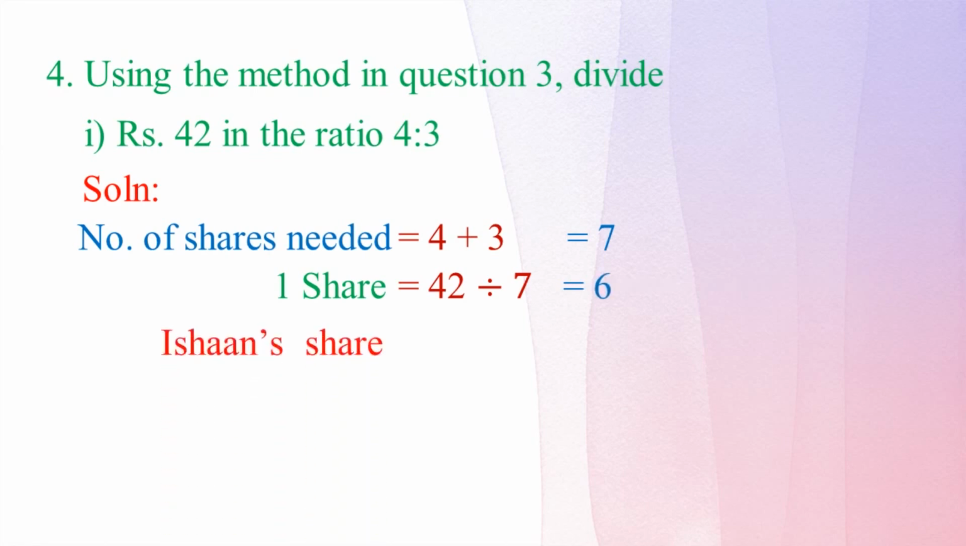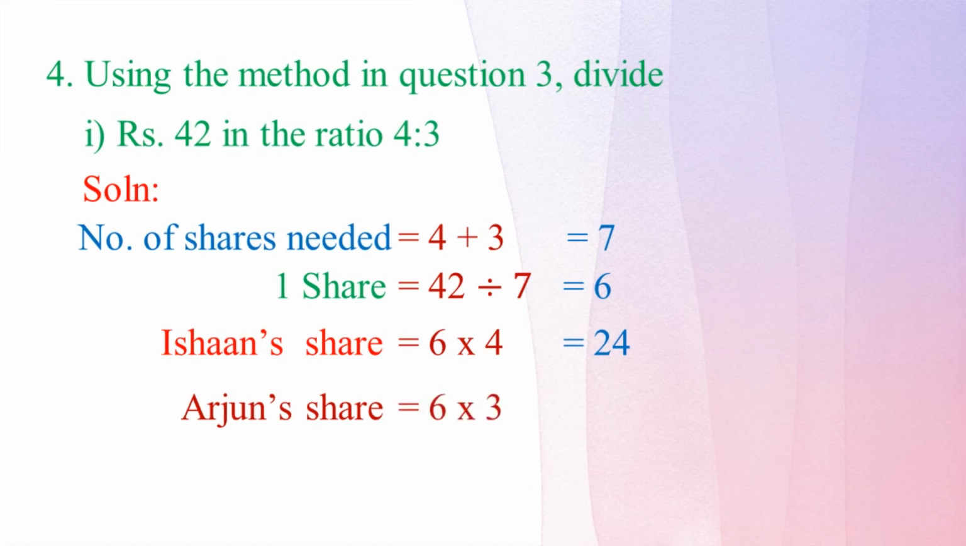Now we want to find Ishan's share. His share is 4, so 6 4s are 24. Now Arjun's share: 6 multiplied with 3 gives 18.